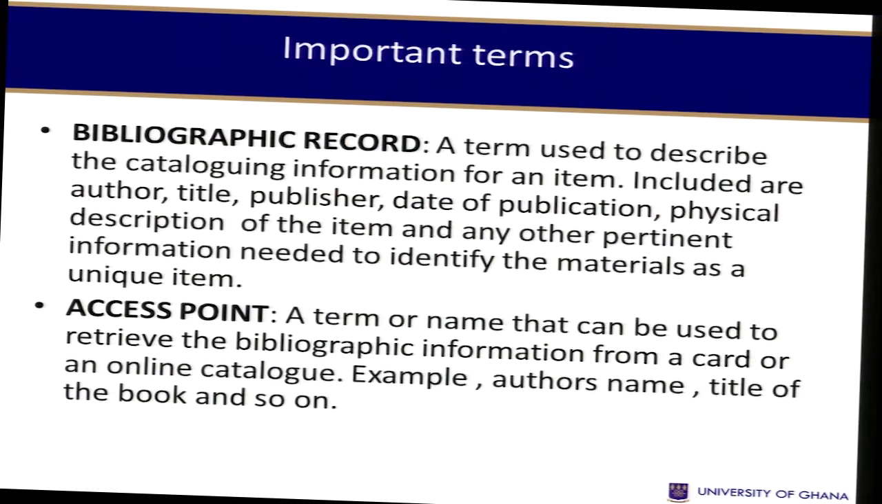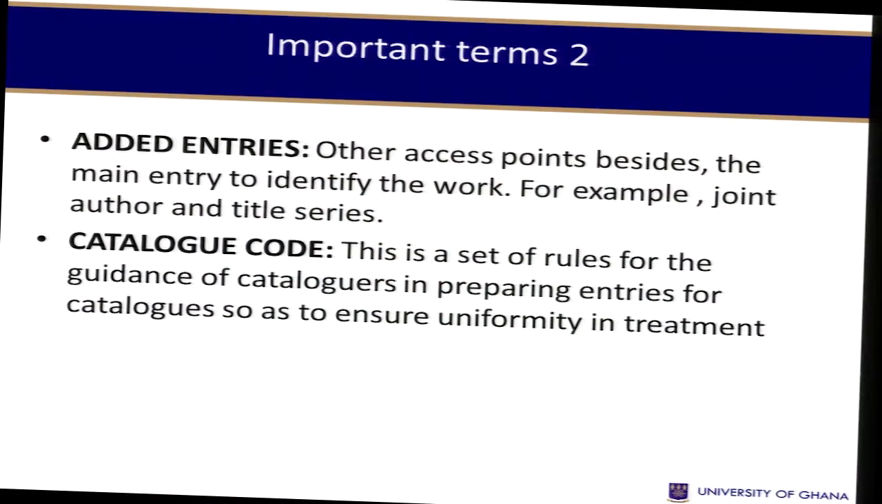We also have what we call the access point. It's a term or a name that can be used to retrieve the bibliographic information from a card or an online catalog. So the access points could be the author's name, the title of the book. And so in online, in the OPAC, we will talk more of access points. And the access points will be either the author, the title, the keyword, which is also the subject. We've talked about added entries already.